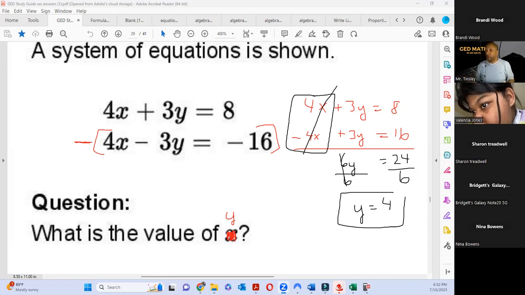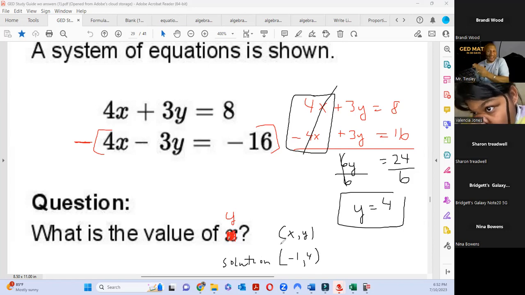If they ask you for the solution, it's x comma y. So it would be -1, 4. That would be the solution, the ordered pair that solves this system of equations. But on this question, they just asked for x. They could just ask for y, or they could ask you to solve this system of equations. You have to be prepared to answer all three.